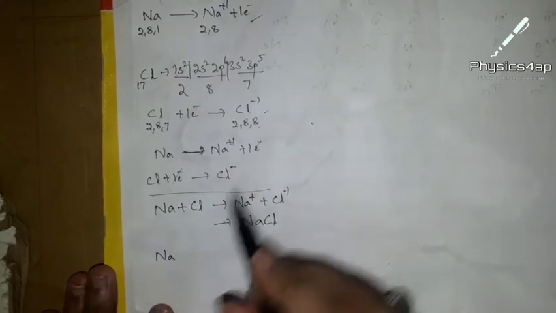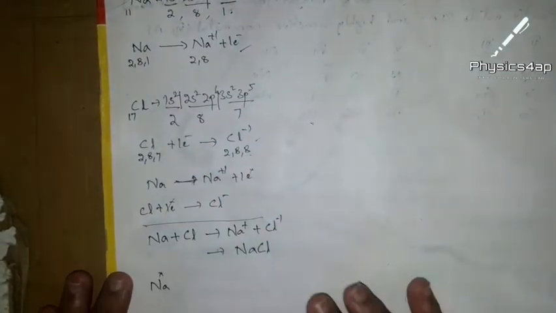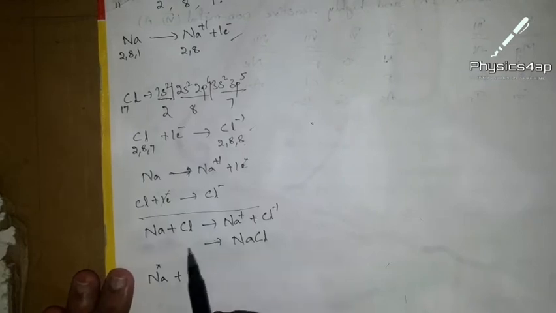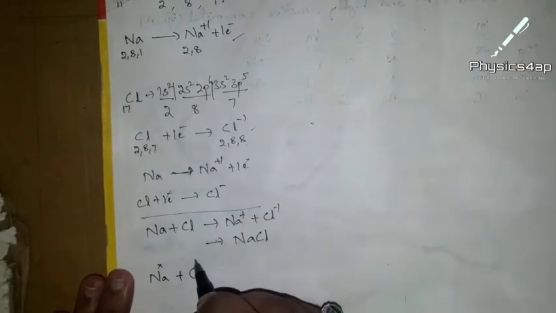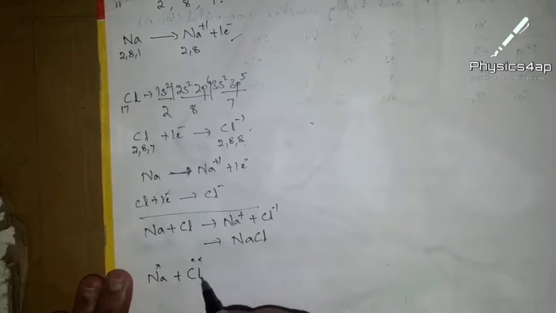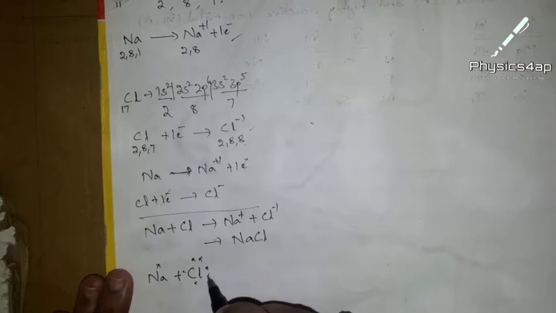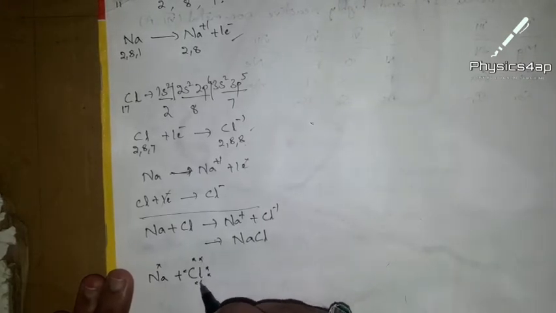Now let us draw the dot structure for the formation of NaCl. Here we have sodium, Na, which has 1 electron in its outermost orbit, so we draw it as 1 dot. Plus we have chlorine, which has 7 electrons in its outermost orbit, so we write 1, 2, 3, 4, 5, 6 and 7. So we have 7 electrons.